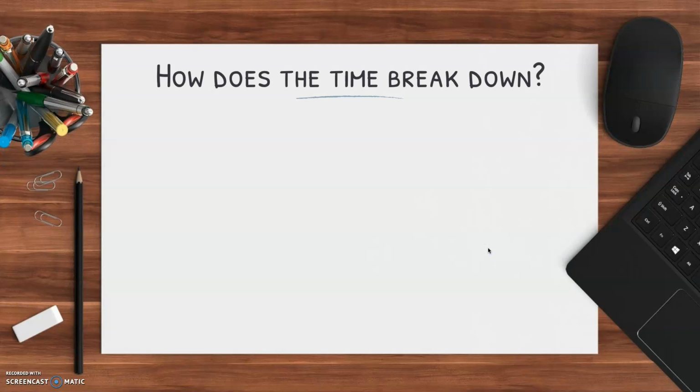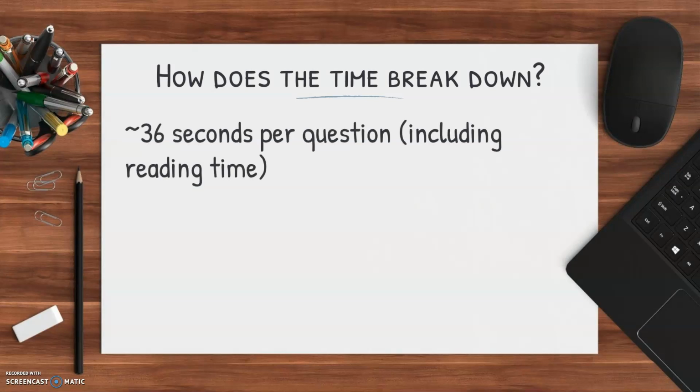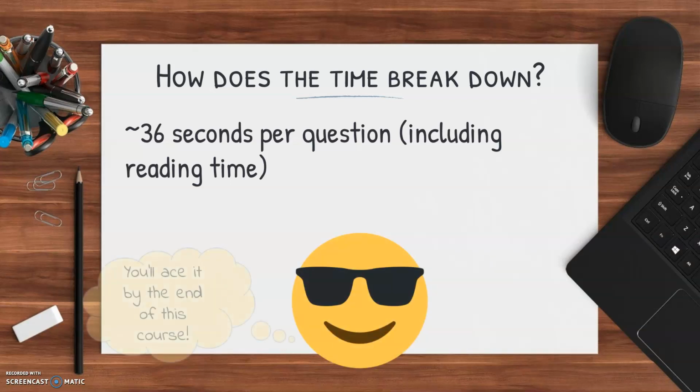You might also be curious about how the timing breaks down. So with 75 questions in 45 minutes, that gives us approximately 36 seconds per question, and that includes our reading time. But by the end of this course, you're going to feel great about getting them all done and getting them done well.